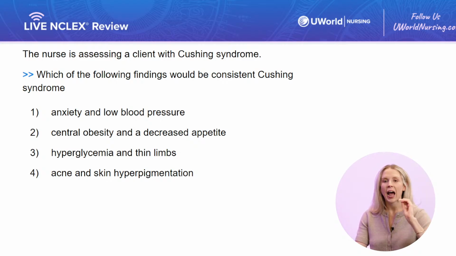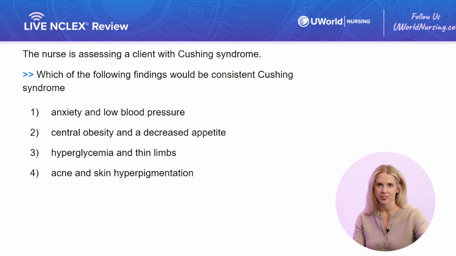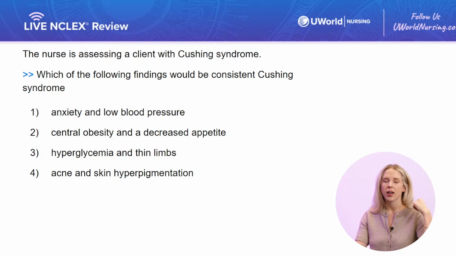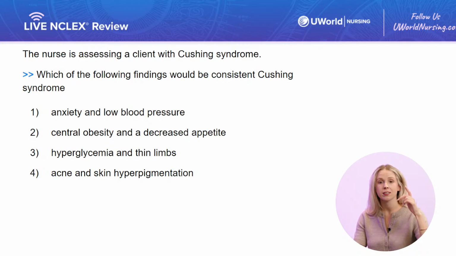And lastly, for acne and skin hyperpigmentation, these are actually both features of Addison disease, meaning this question is double wrong. It's definitely not a correct option. We know we can cross this one out. So again, option number 3 was our correct option, that hyperglycemia and thin limbs, because this is the only option where both manifestations are consistent with Cushing syndrome.